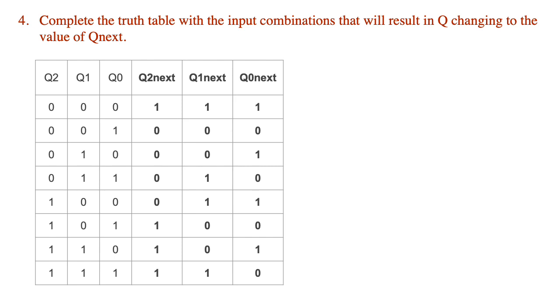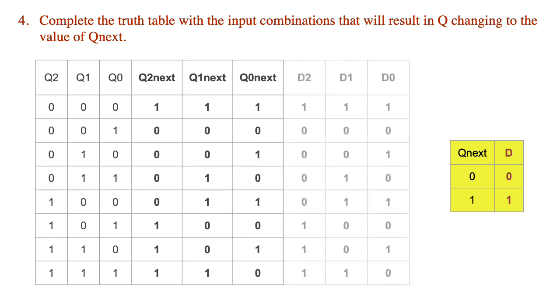We're going to refer back to the characteristic table for a D flip-flop. According to the D flip-flop, the value of D will determine the value of Q next. So if D is 0, then Q next is going to be 0. If D is 1, then Q next should be 1. So that means we can simply create 3 columns, D2, D1, and D0, so that they are equal to Q2 next, Q1 next, and Q0 next, respectively.